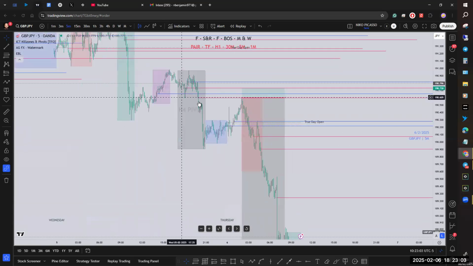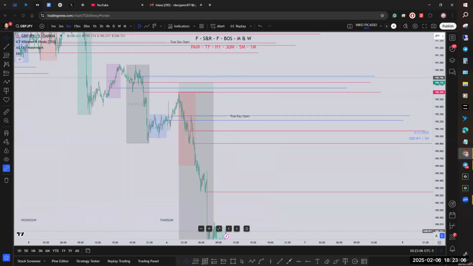But I think this is going to be a game changer if you actually understand what I just shared with you, how to look at it.